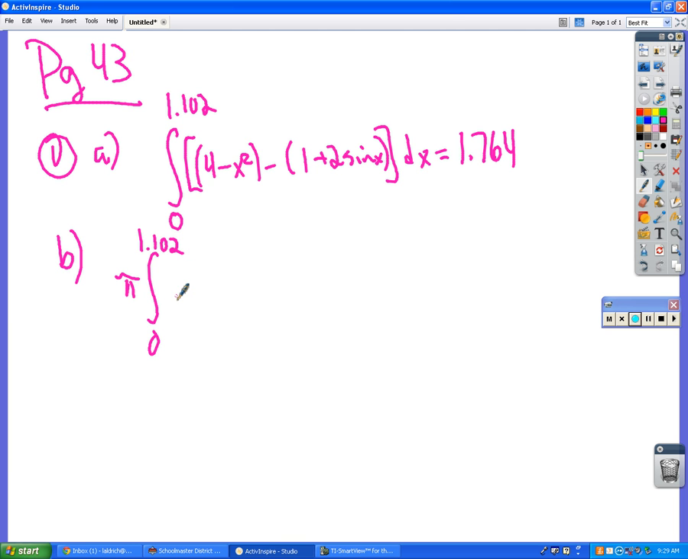So this is going to be exactly the same, except it's going to be pi times 4 minus x squared, squared, minus 1 plus 2 sine x, squared. So it's a pi r squared thing instead of just a regular function thing. So you just have to write that down, plug it into the calculator. You will get 30.460.